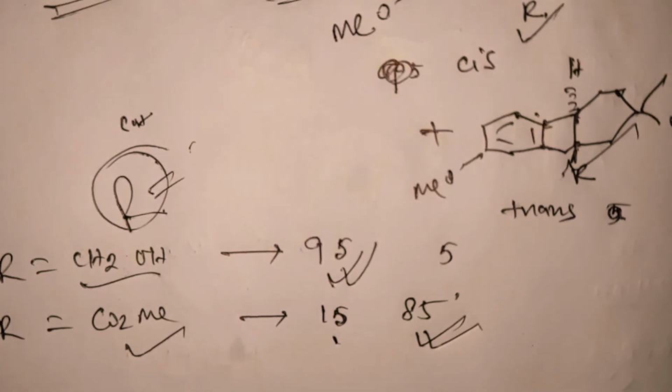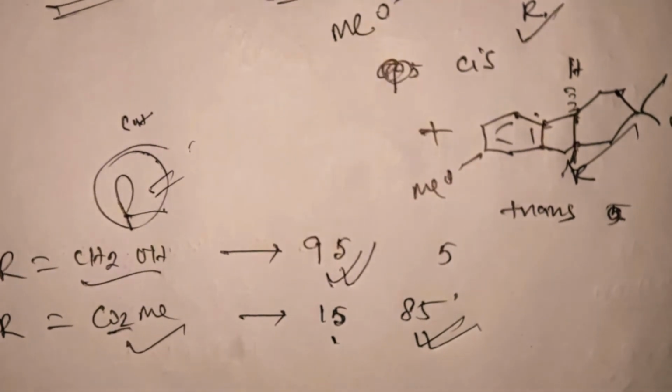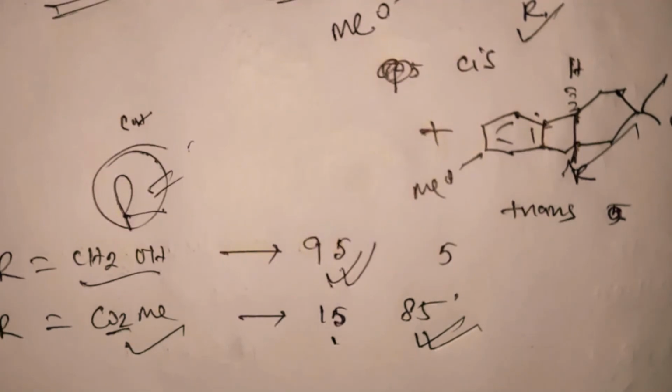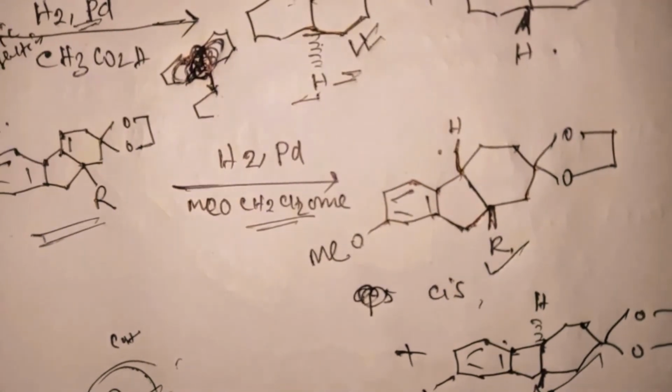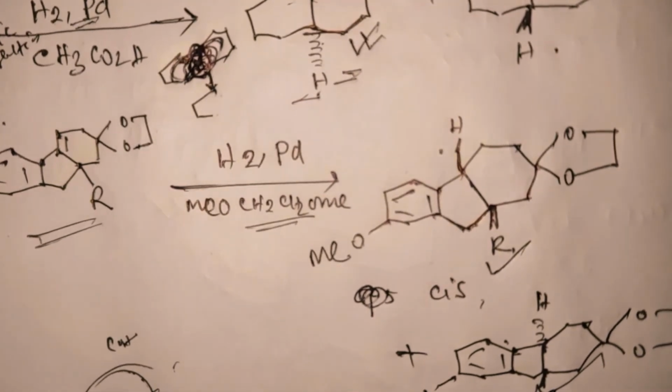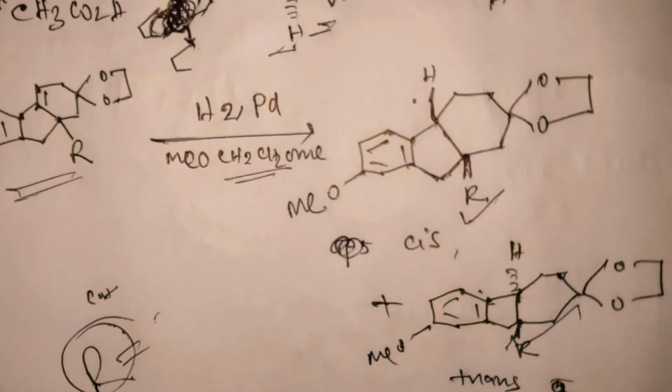Why does this happen? Because in the presence of CO2Me, the double bond can shift, and the reduction can happen from the other face. The shifted double bond is reduced from the other face, so we can obtain the trans product. In the presence of CO2Me, the ring becomes more flexible, so here trans becomes the major product.